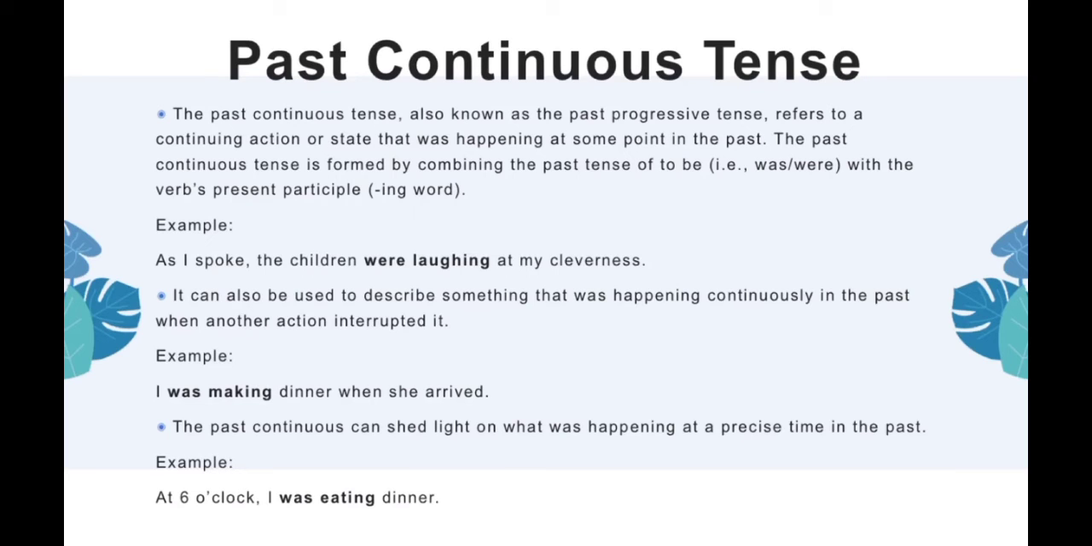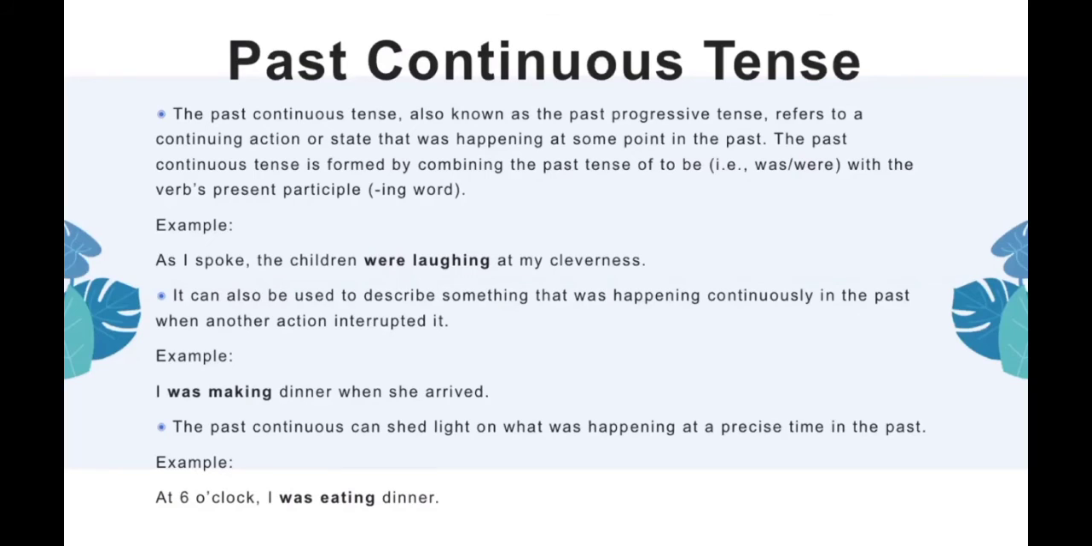The past continuous can also shed light on what was happening at a precise time in the past. Example: at 6 o'clock, I was eating dinner. Past continuous tense can also refer to a habitual action in the past. Example: she was talking constantly in class in those days.